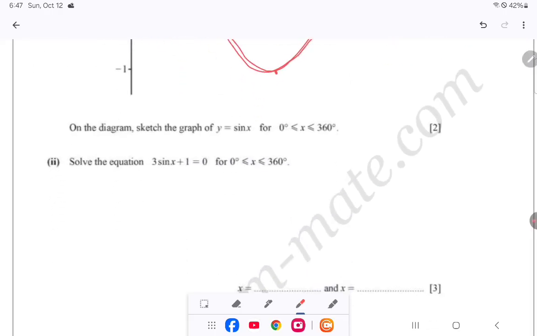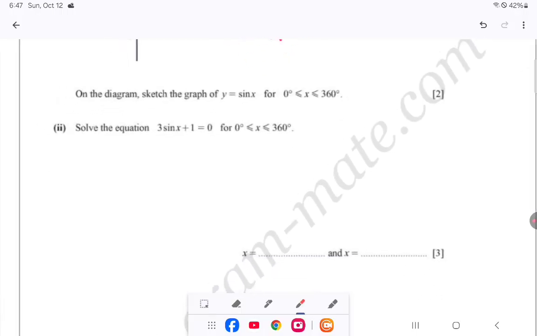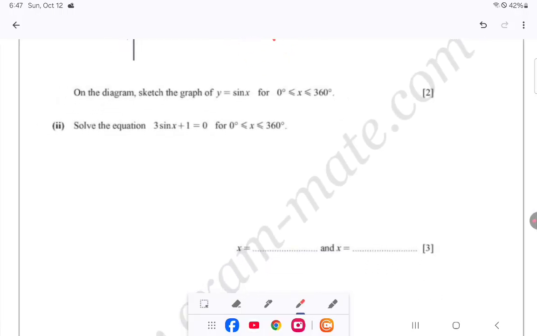And we just have to sketch it now for the equation in which the x is greater than or equal to 0 and less than or equal to 360. Simply just subtract both sides with 1. Divide both sides by 3. Taking inverse on both sides.